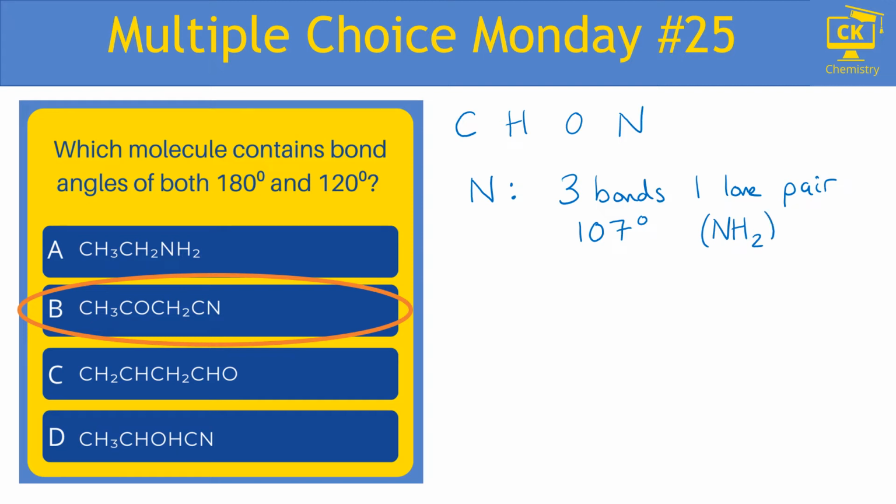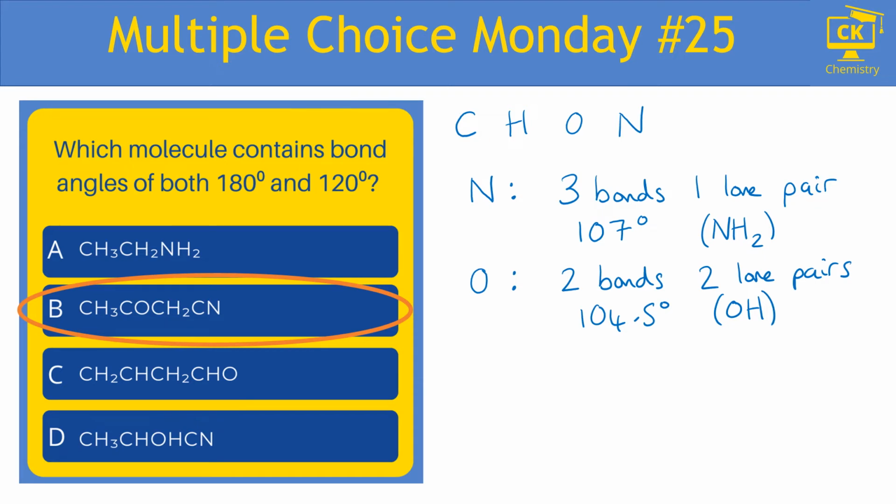Then let's look at our oxygen. Oxygen is usually going to be in an OH group, which means it's going to be bonded to a hydrogen and then bonded to a carbon, which means it's going to have 2 bonds and 2 lone pairs, and is going to have a bond angle of 104.5 degrees. So for that, we're talking about an alcohol group, an OH group, or indeed an ester where you've got your single bonded O. So that will have a very predictable bond angle.